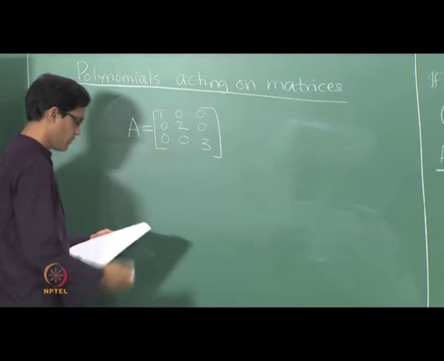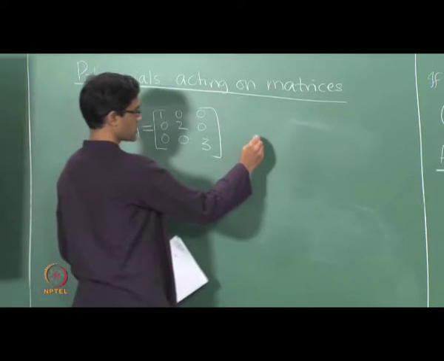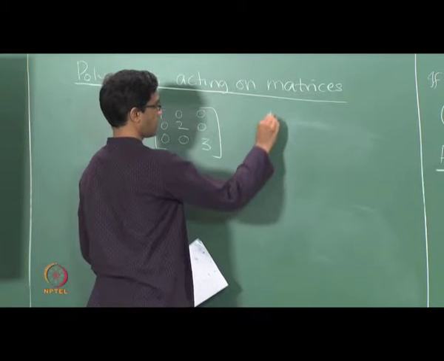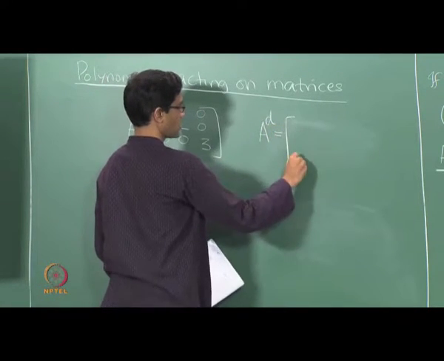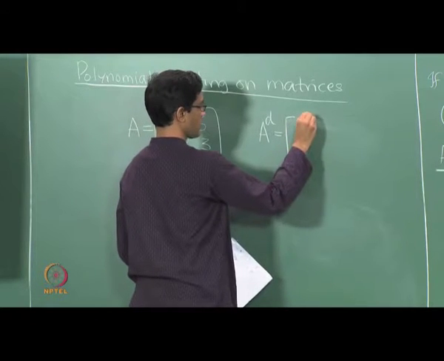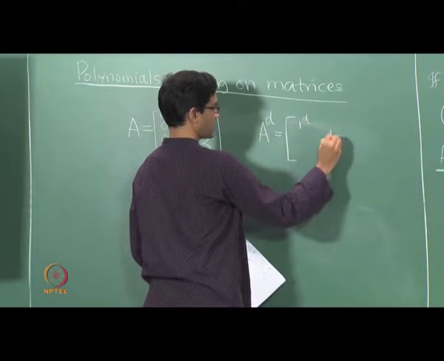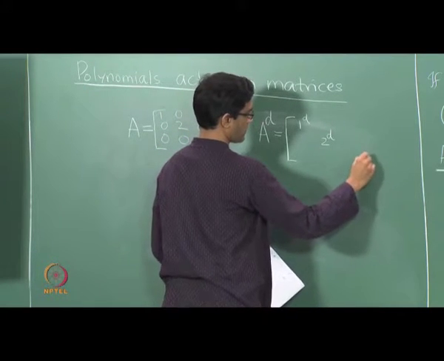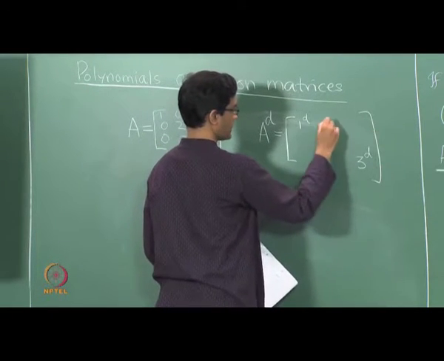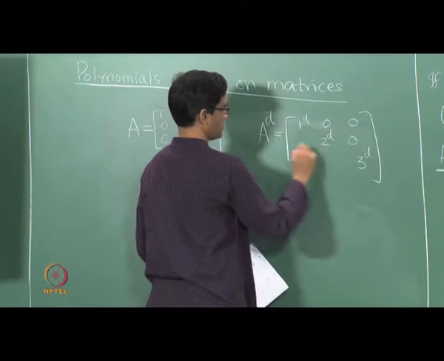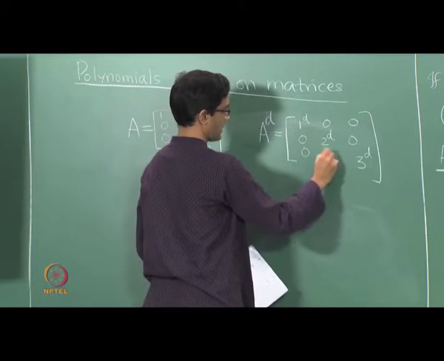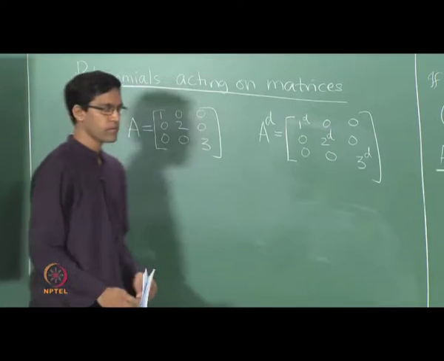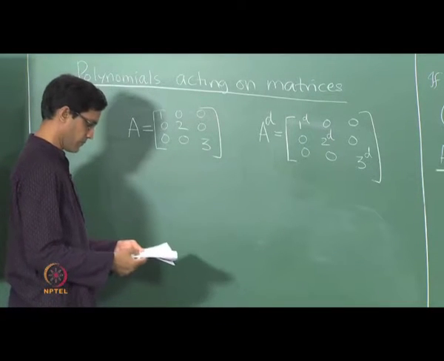It's 3 cross 3. Now observe, if you raise this matrix to the dth power, keep multiplying it with itself d times, all it does is just the diagonal entries become 1 power d, which is well 1, 2 power d and 3 power d, and the other zeros just remain as it is. So it's very easy to take powers of diagonal matrices or to multiply diagonal matrices with each other.